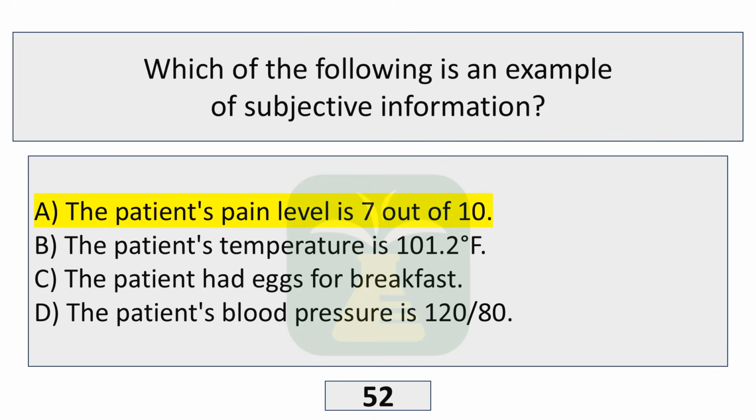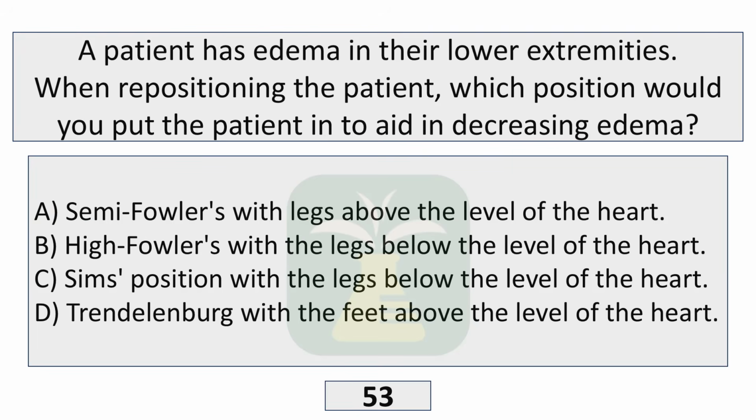Correct answer, A. The patient's pain level is 7 out of 10. The patient's pain level of 7 out of 10 is subjective data. Subjective means something one cannot see. The patient can tell you that they are in pain, but the pain cannot be seen. Therefore, pain is subjective.